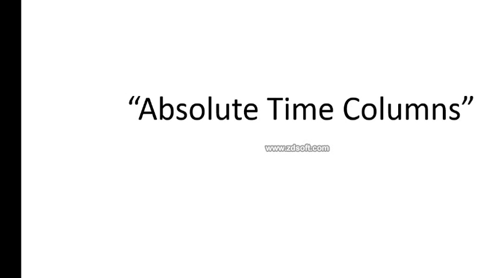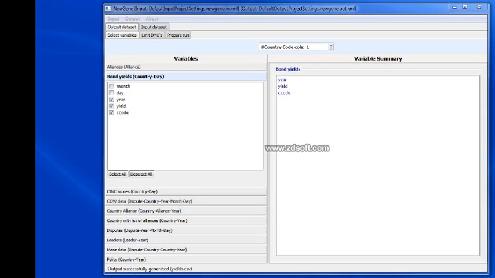Hello again. In this video, I am going to demonstrate why one would want to choose the absolute time columns option in NewGene. Now to do this, I'm going to have NewGene open, and I'm going to conduct a very simple example, but one that I think makes very clear why one would want to choose this option.